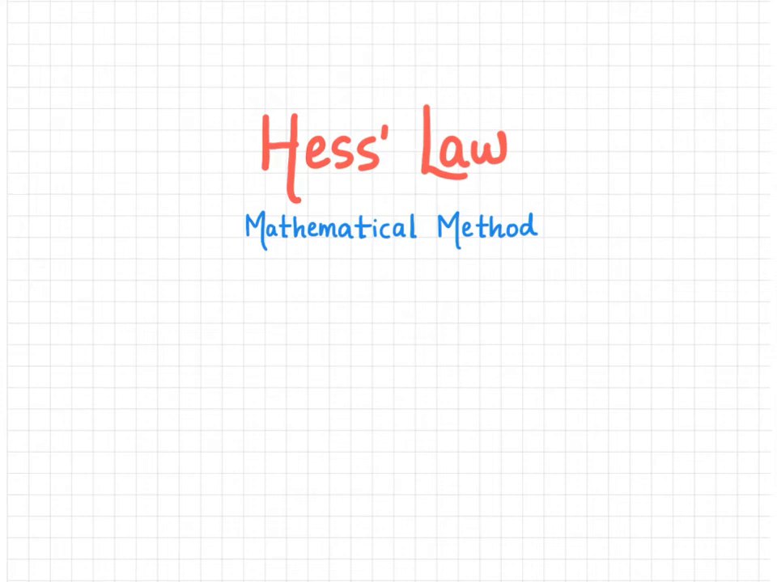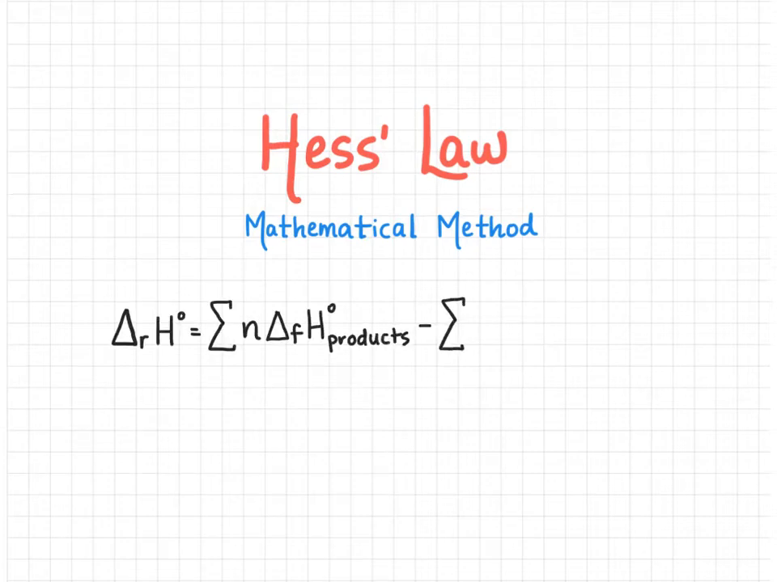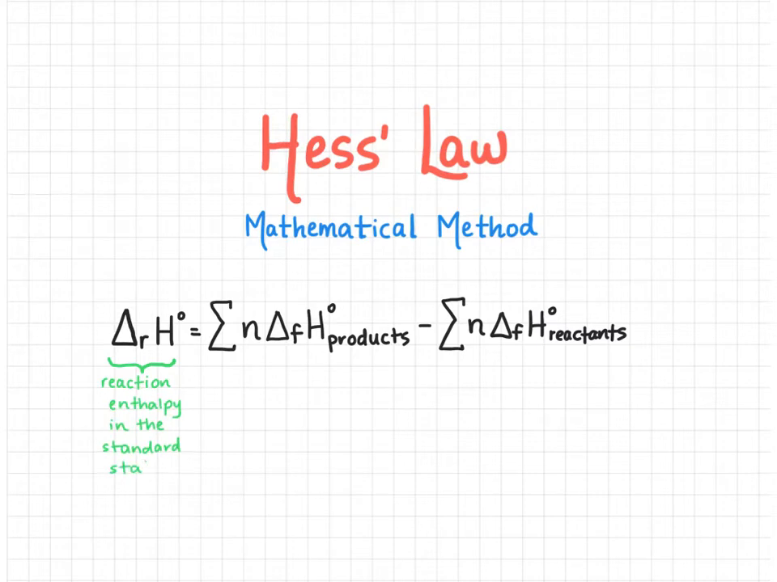In this video, we're going to be going over the mathematical method for solving Hess's law equations. So I'm going to start by writing the formula here, and then we'll go through what each piece of the formula means. This formula is for solving the reaction enthalpy at the standard state. The standard state is 298 Kelvin and 1 atmosphere.